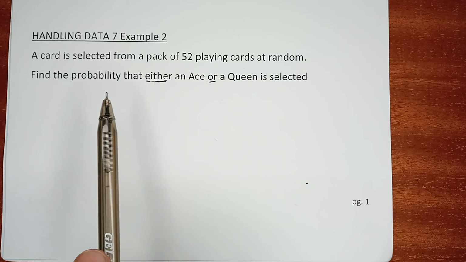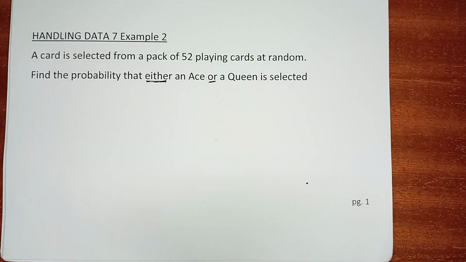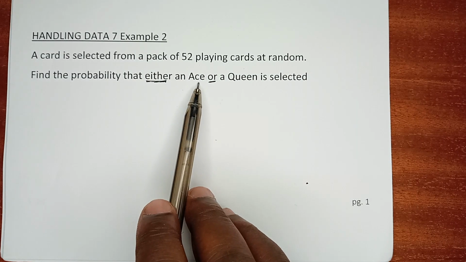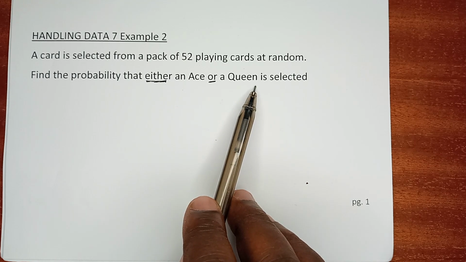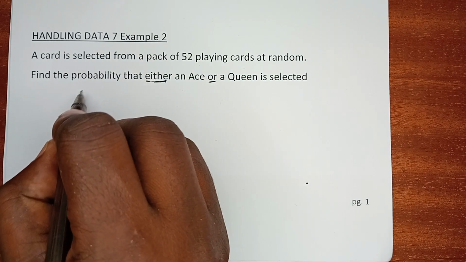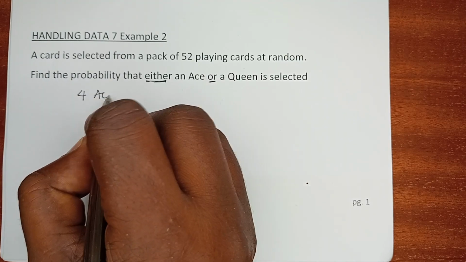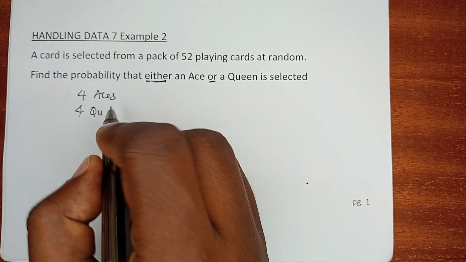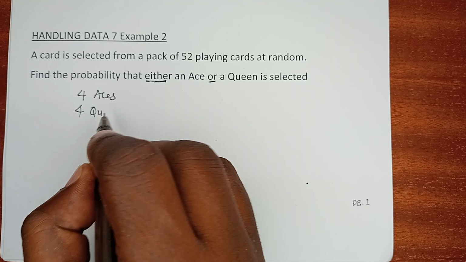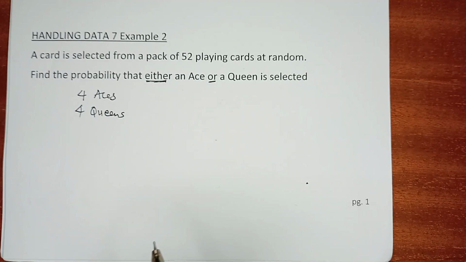We have key words here, either and or. Now, we need to find out how many aces are in the pack of cards and how many queens. Generally, we have four aces and we have four queens.